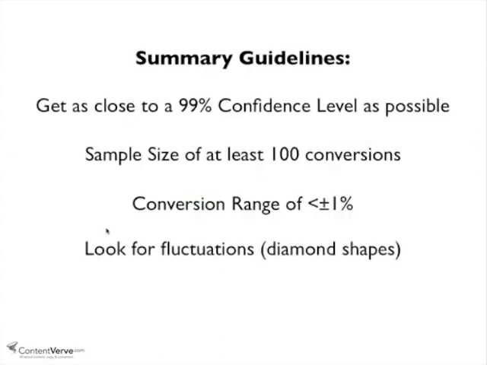Alrighty, so let's do a quick summary and get some guidelines here. Whenever I perform a test, I try to get as close to a 99% confidence level as possible. I want a sample size of at least 100 conversions before I start concluding anything. And I want to get a conversion range or a standard error of less than plus minus 1%. Also, I look at the graph that depicts the development of the test, and I look for fluctuations or diamond shapes, as you would call them.